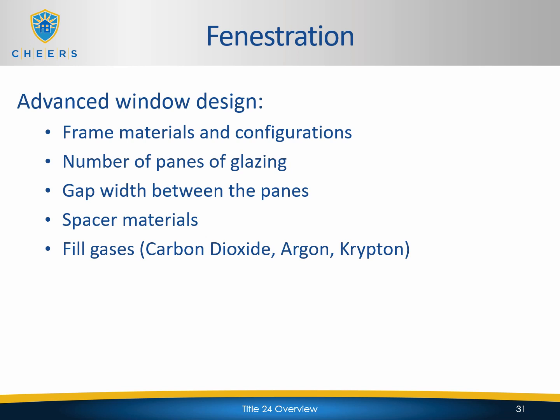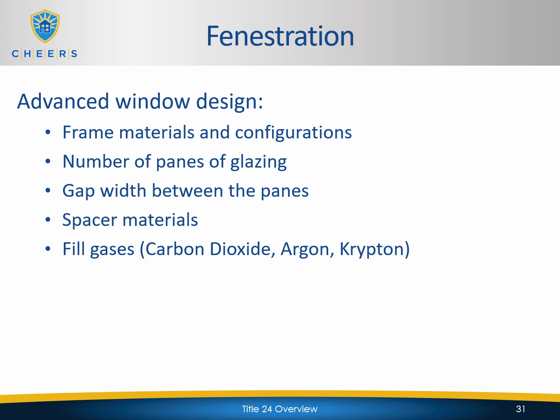The number of panes of glazing. So is it single pane, dual pane, triple pane? The number of panes will affect the U factor of the window. The gap width between the panes, that's very important. The spacer materials. So basically the spacers that keep the panes separated. It's those rods that keep the single, dual, triple pane separated from one another. If that material is solid metal, it's going to be much more conductive than, for example, a hollow fiberglass rod. That's going to make a difference.